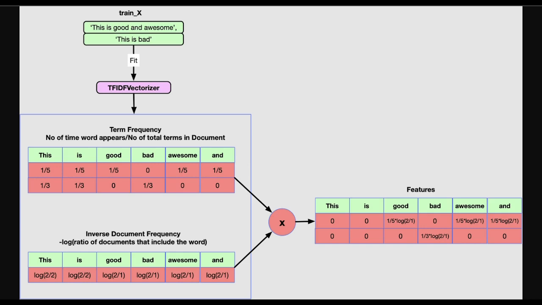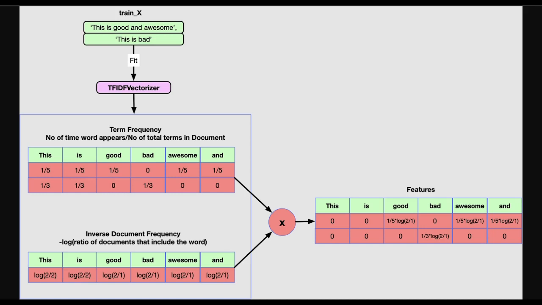So this is term frequency. You take the frequency of that particular word in that particular document divided by the total words present in that particular document. That's your term frequency. And the second set, the bottom set you can see, is for inverse document frequency.